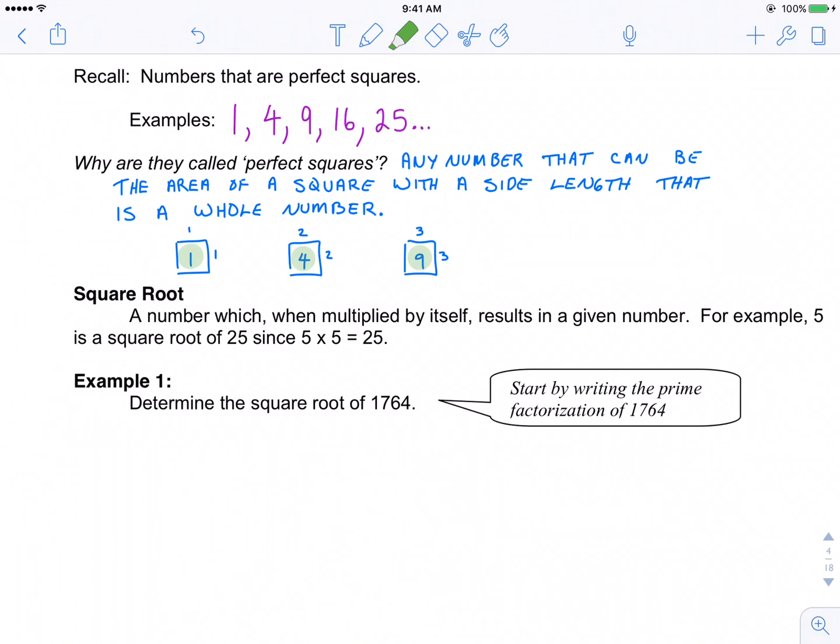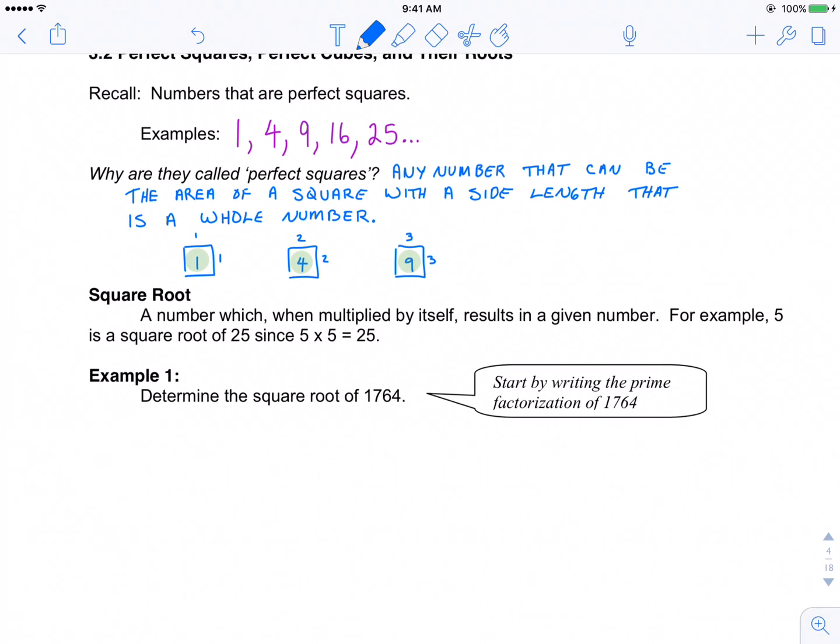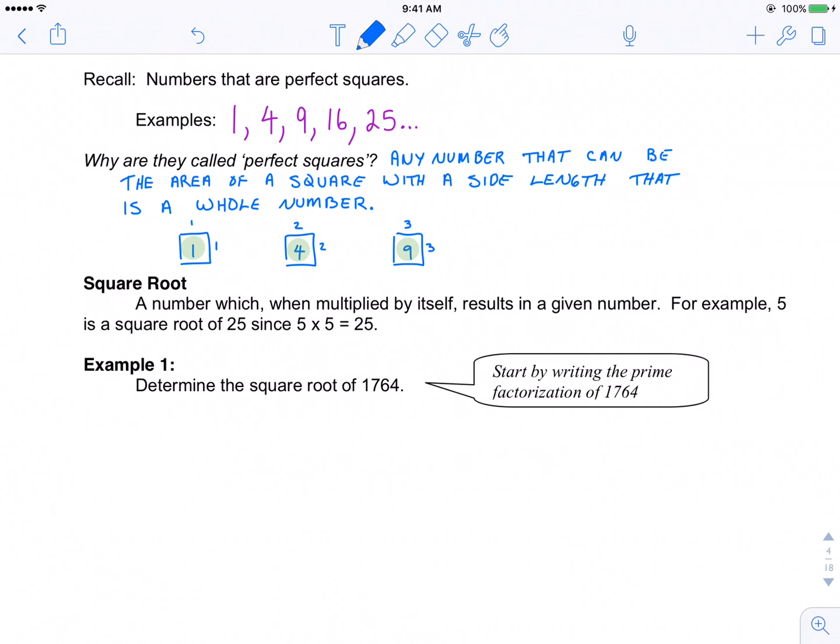Square root. A number which when multiplied by itself results in a given number. For example, 5 is a square root of 25 since 5 times 5 is 25. We actually call the positive root the principal root. You might come across that term in some of the questions that you see, so just so you know that.